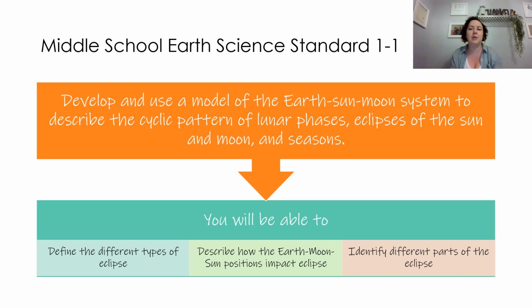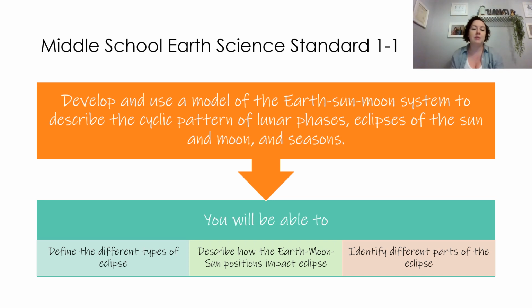So we're working with middle school Earth Science Standard 1-1, which states that you'll develop and use a model of the Earth, Sun, Moon system to describe the cyclic pattern of lunar phases, which we covered last week, eclipses of the sun and moon, which we're covering this week, and the seasons, which was 2 weeks ago.